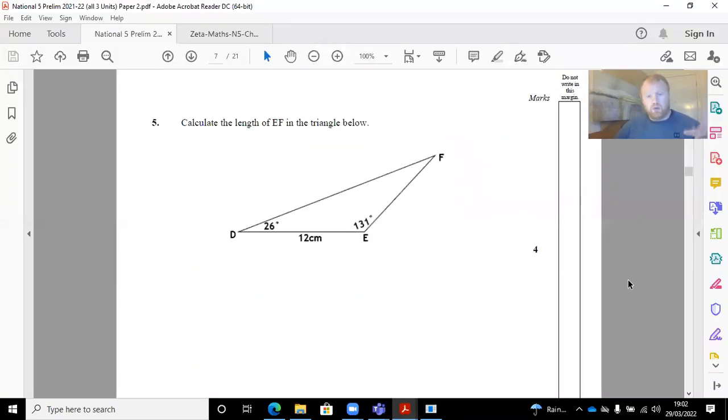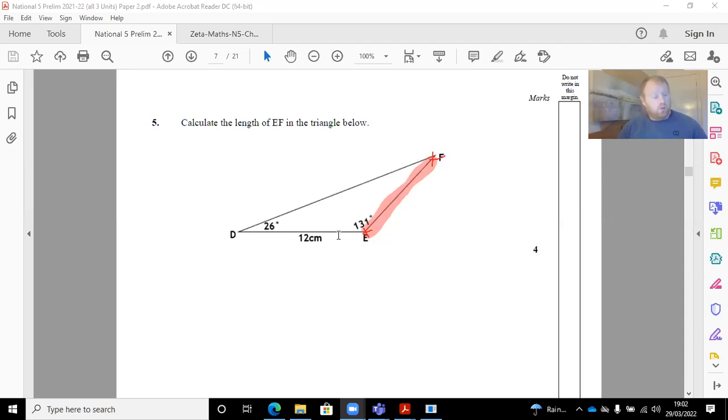Right, so what have we got here? We're asked to calculate the length EF. So that is EF, okay? We're asked to calculate that line there. So what do we need? Well, we need matching pairs to be able to find that.